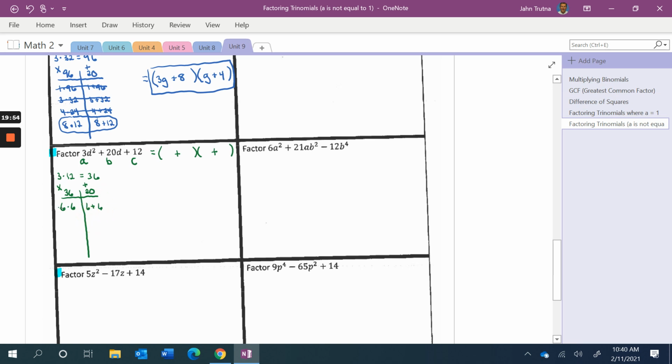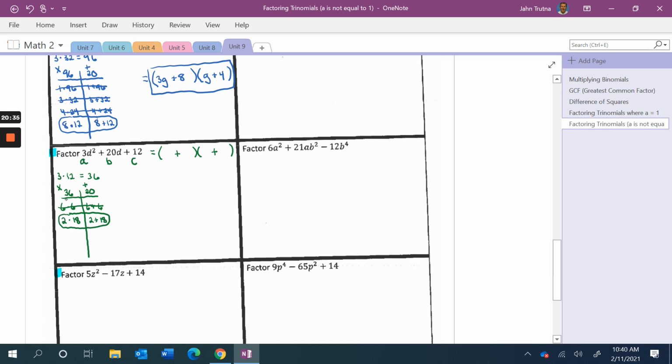6 plus 6 is not 20. So although 6 times 6 multiplies to make 36, 6 plus 6 does not add to make 20 there. So now I have to use my knowledge of multiplication, and I have to find the two numbers. How about 2 times 18? 2 times 18 multiplies to make 36. Lo and behold, 2 plus 18 adds to make 20. So you might be thinking, Mr. Trina, how did you get that so easily? Well, you guys, I've been doing this for 30 plus years, so I'm pretty good with my multiplication skills and my addition skills.